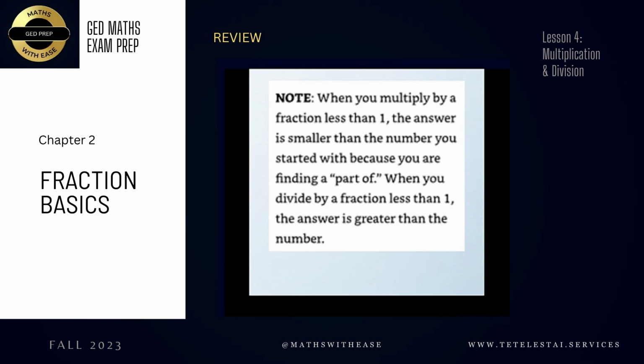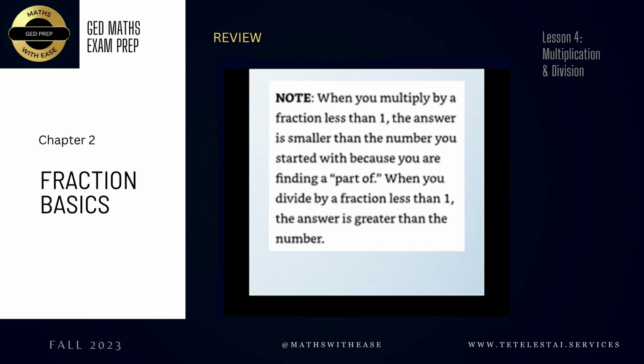Okay. And then when you're dividing by a fraction that's less than 1, the answer should always be greater than the number. So for example, if you're asked to divide 2 by 0.25, your answer is 8. And 8 is greater than the number 2. It makes sense if you think of it like this: let's say you have $2 and you're being asked to give 25 cents away. How many people will get 25 cents from that $2?